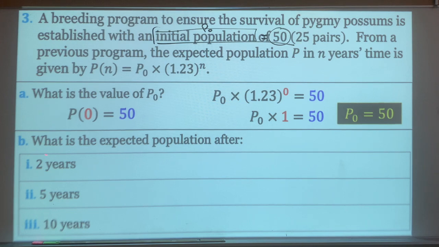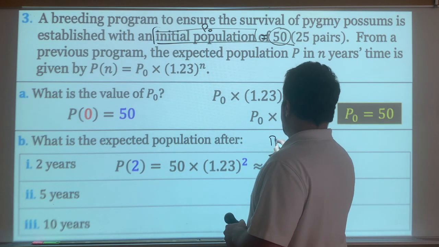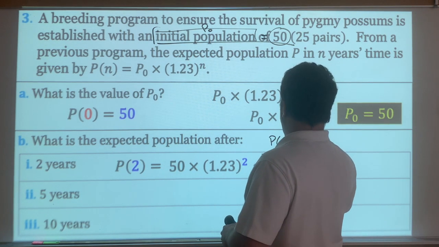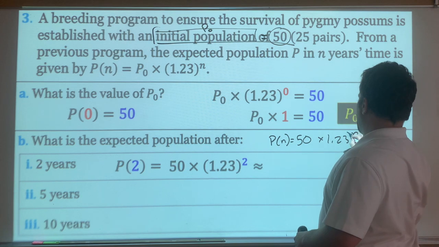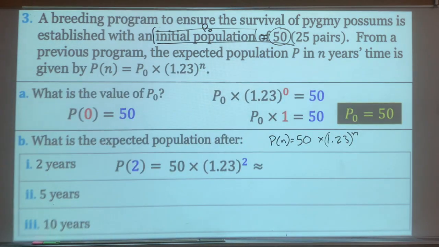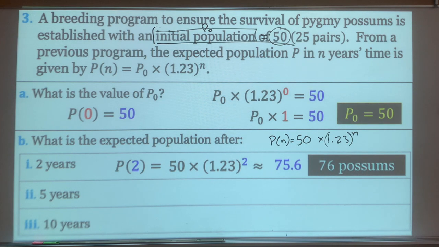Now, what is the population after 2 years, 5 years, 10 years? Go. What we know now is our new equation is P of N equals 50 times 1.23 to the N power. Right? 75.6. The next one. 36 possums. You're going to round up or down depending on what it is.